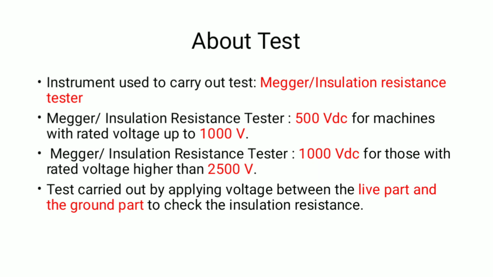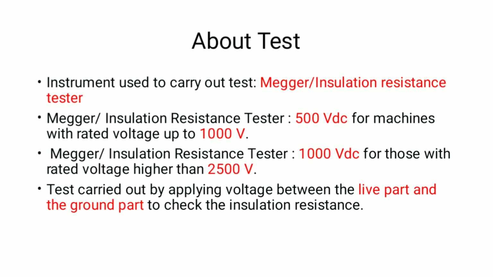The instrument used to carry out the DAR and PI test is a Megger, or insulation resistance tester. If your operating voltage is 1000 volt, meaning you are working on a 440 volt supply or a 230 volt supply, you have to use a 500 volt DC insulation resistance tester. Or if your working voltage is 2500 volt, then you have to use an insulation resistance tester of 1000 volt DC. You have to carry out that test between the live part and the ground part.